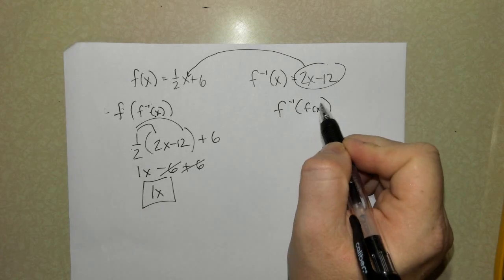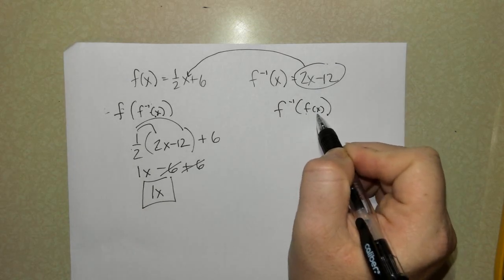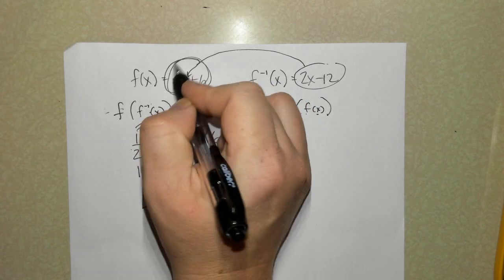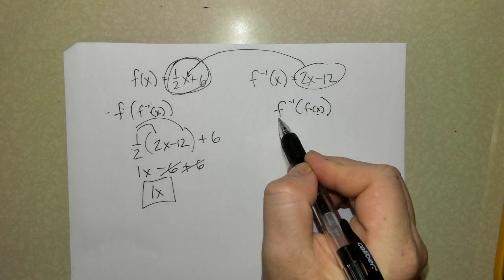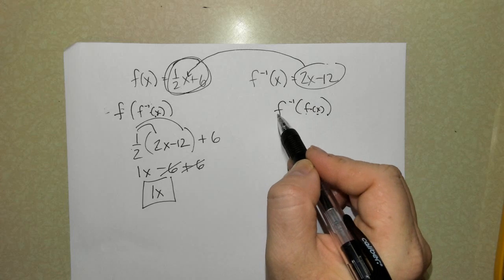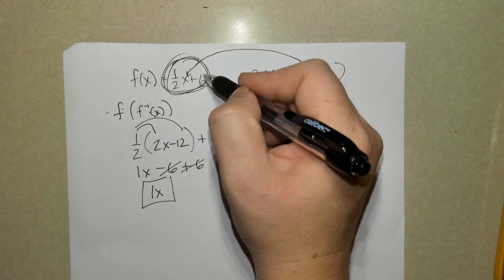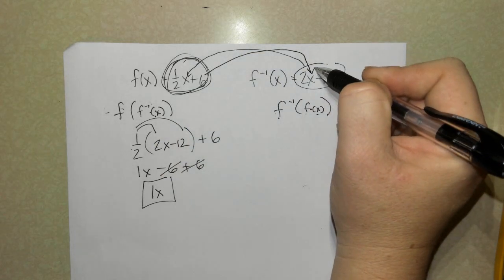Okay, I'm going to keep going. Now I start with the inside, which is f of x. What is f of x equal to? And I'm going to substitute it into the variable x in the outside, which is the inverse. So now I'm going to take this and substitute in wherever I see an x.